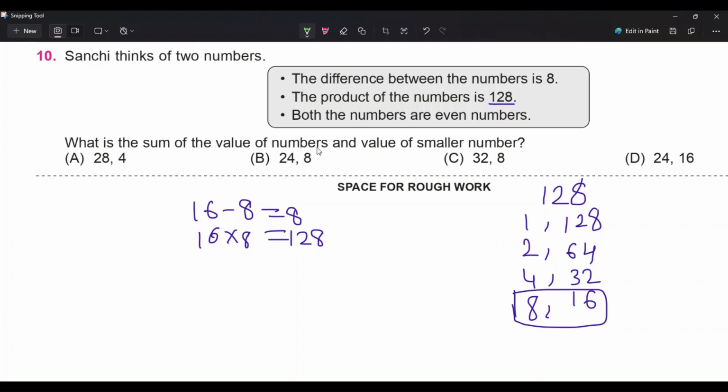What is the sum of the value of numbers? Sum of the value of numbers is 24. So what is the smaller number? 8. 8 is the smaller value. So option A, 28 comma 4, wrong. Option B, 24 comma 8, is the right answer, children.